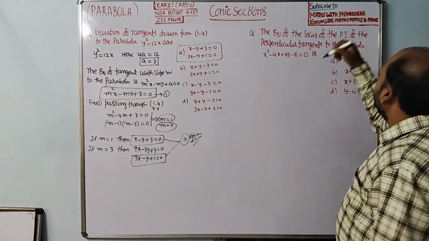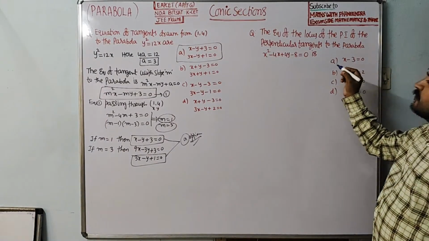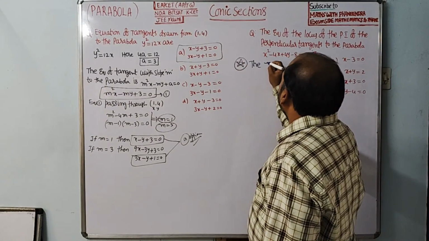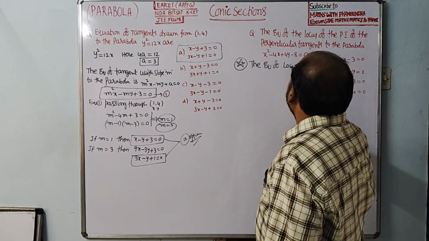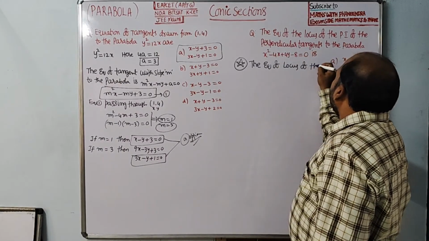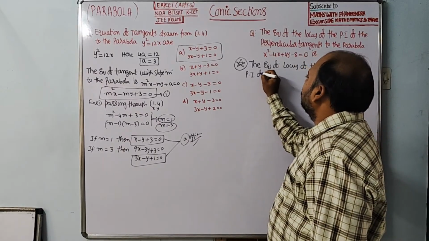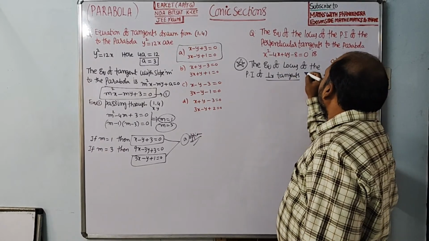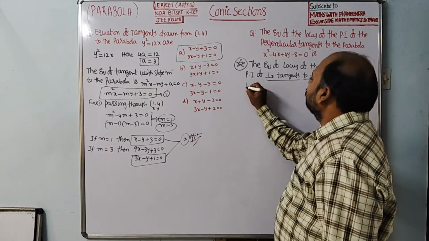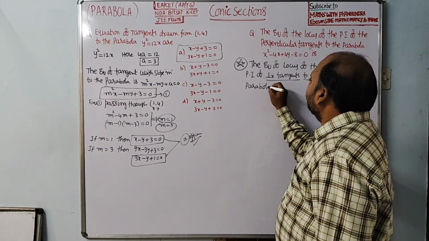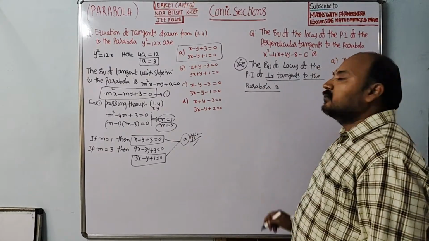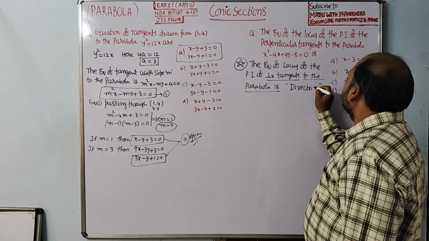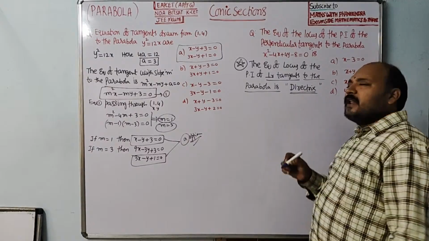The equation of locus of the point of intersection of perpendicular tangents to the parabola is the directrix. This is a very important thing. Directrix simply. So what is the directrix of this parabola?